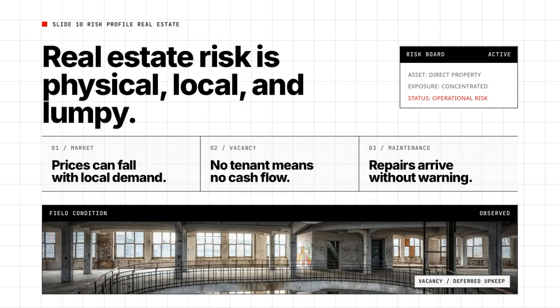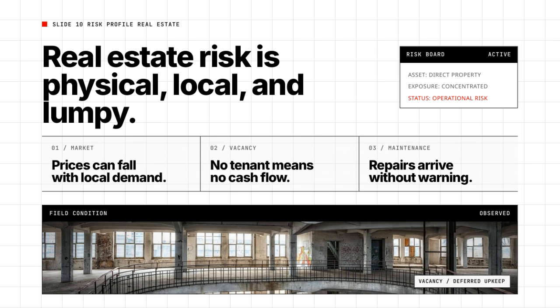When we talk about the risk profile of real estate, it's important to understand that these risks are physical, local, and often concentrated in a specific asset. Real estate risk is not spread out evenly. It's lumpy, meaning a single property can carry a significant portion of the overall exposure.